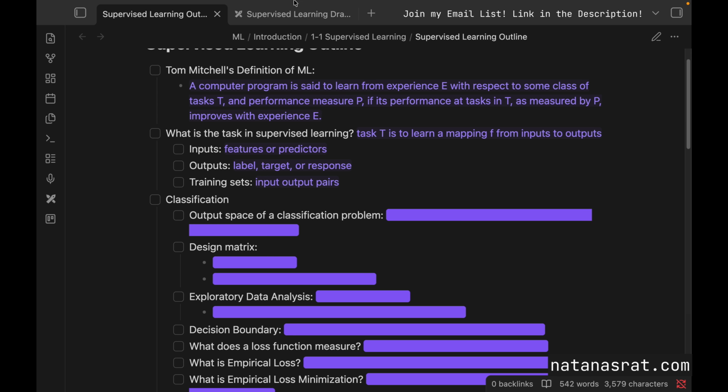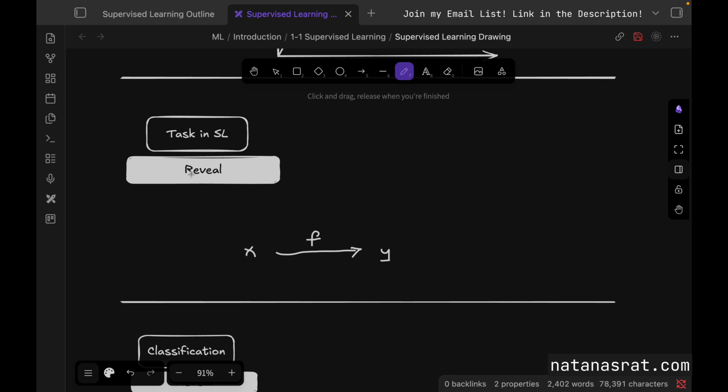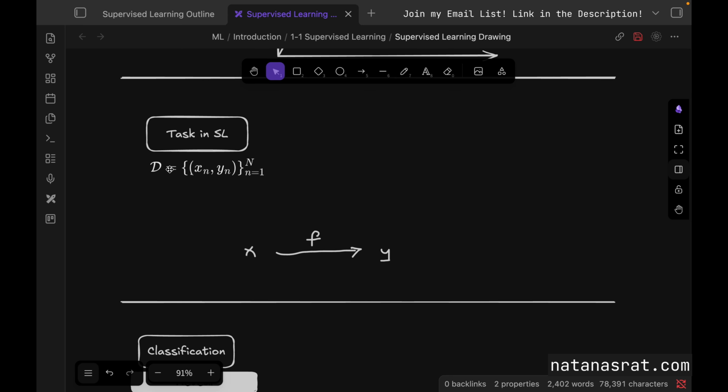The training set is going to be input output pairs. So we have the data set here. We have xn, which is the input, and yn, which is the output. So the data set is going to look something like this. x1, y1 is one row, for example. Then we will have x2, y2. So for each input, we have the outputs provided in the dataset.